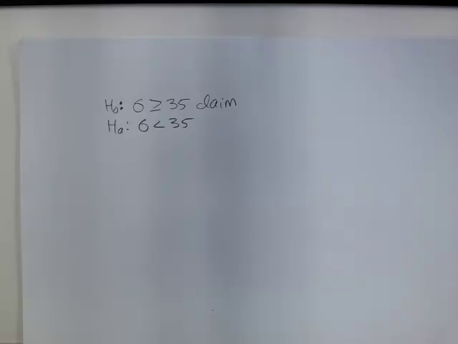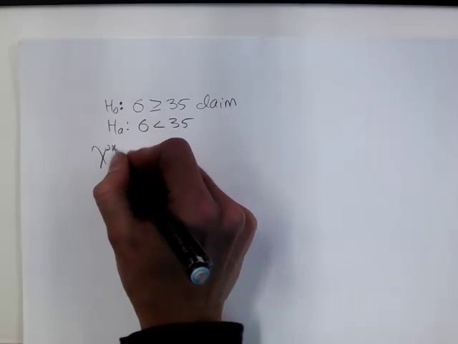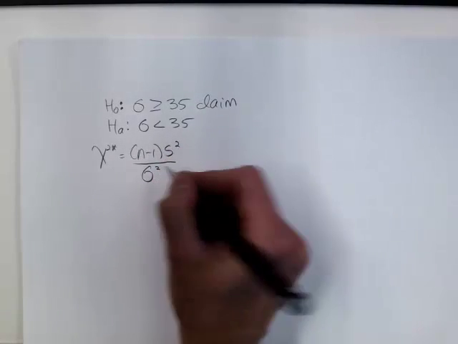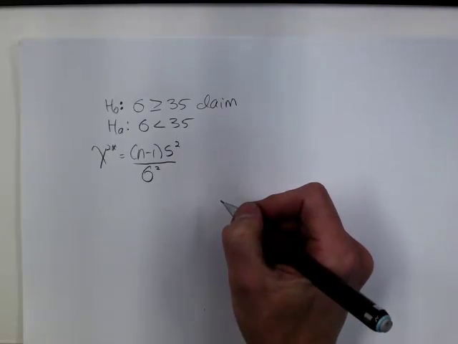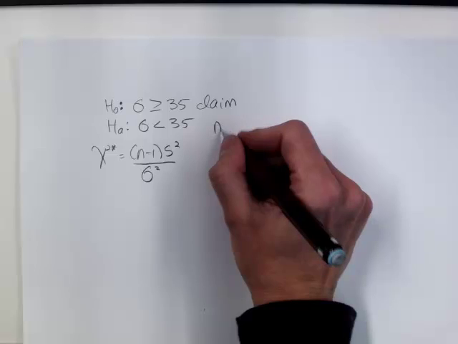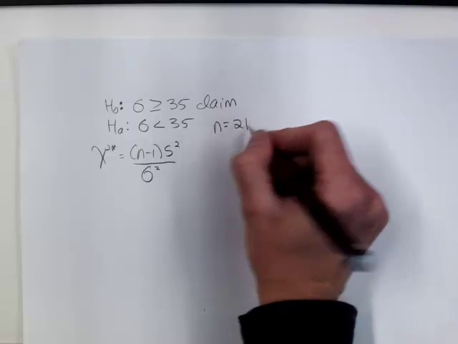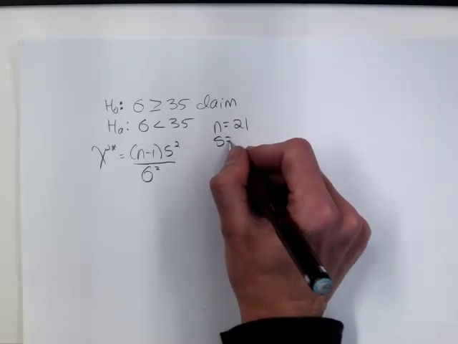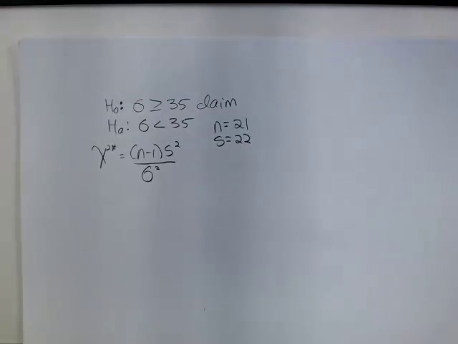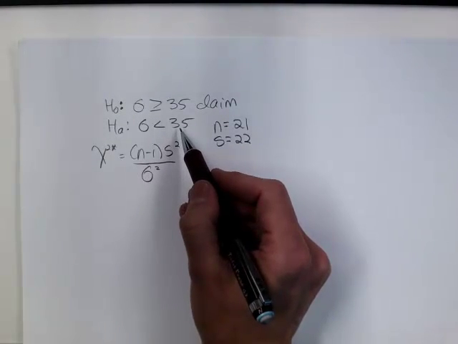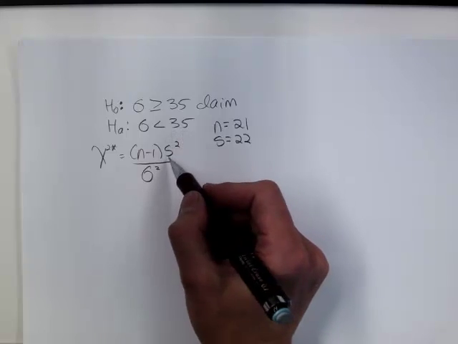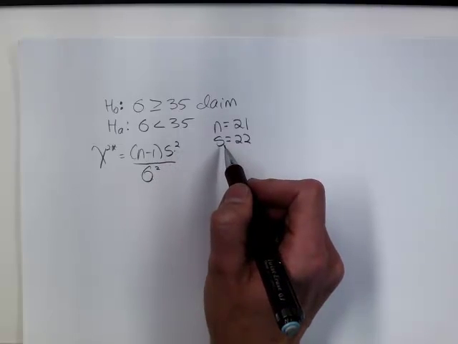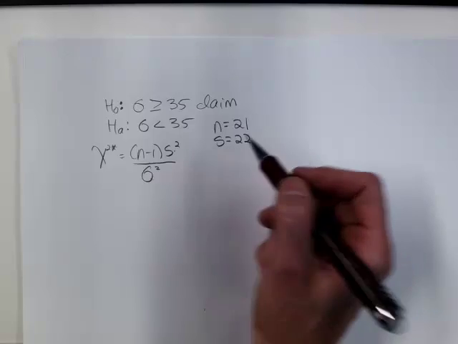So let's go ahead and find the test statistic. It's n minus 1 times s squared over sigma squared. In the problem, we're given that n is 21. We're given that the sample standard deviation is 22. The claim is in terms of the standard deviation. So looking at the test statistic formula, what am I going to have to do for s? I'm going to have to square it, right? So watch out for that.